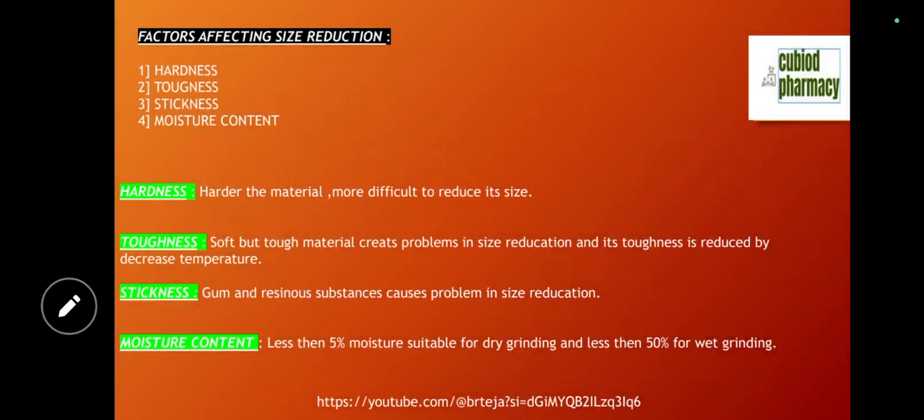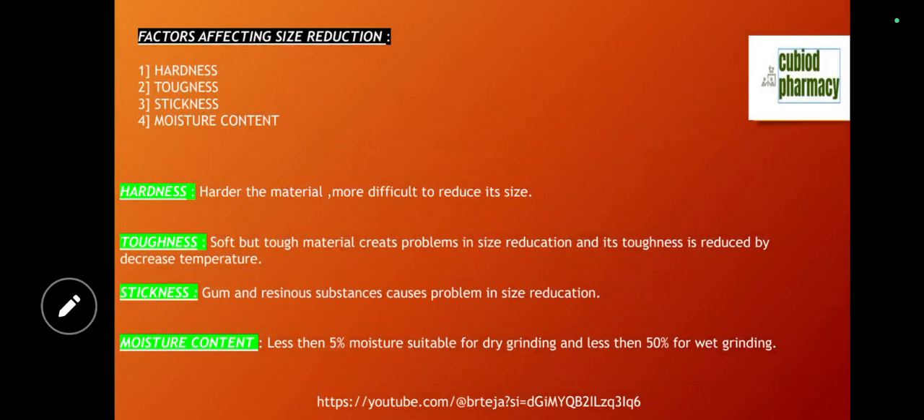Dry grinding and wet grinding: the moisture content for dry grinding is less than 50%, compared to wet grinding. If you have ingredients to mix for tablet preparation, some of them you can wet grind.